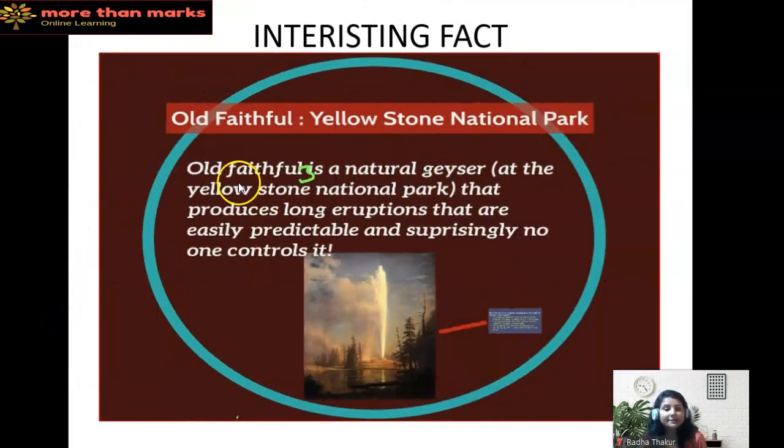And yes, one interesting fact is Old Faithful in Yellowstone National Park. Old Faithful is a natural geyser in Yellowstone National Park, which produces long eruptions that are easily predicted, and surprisingly no one controls it. This is natural. It is done by nature only.